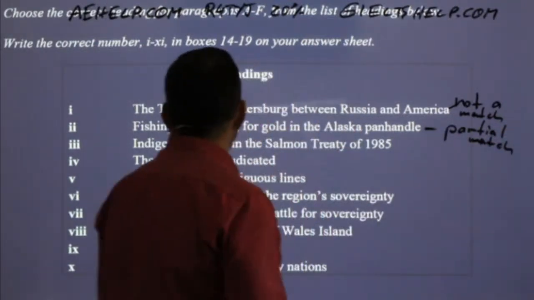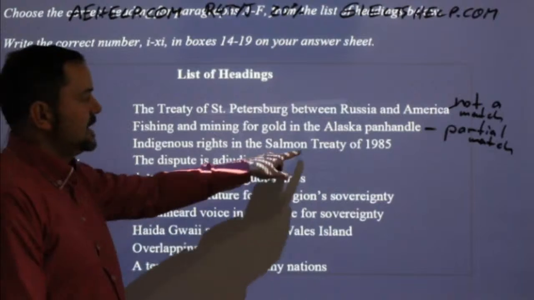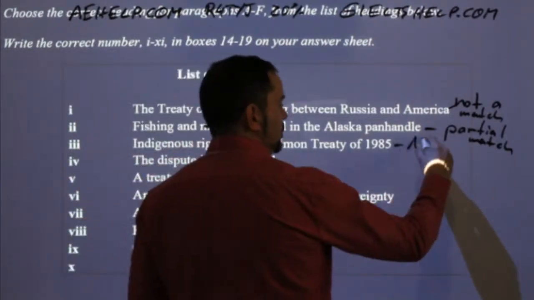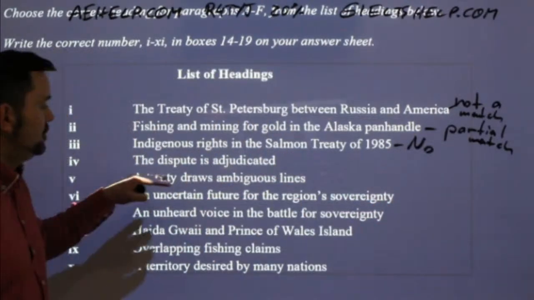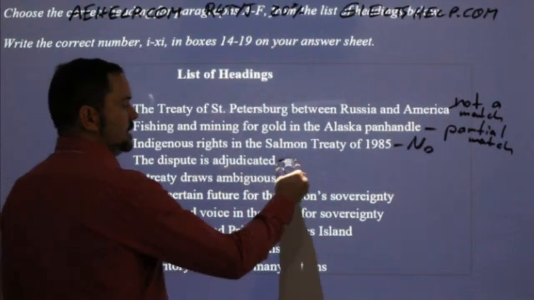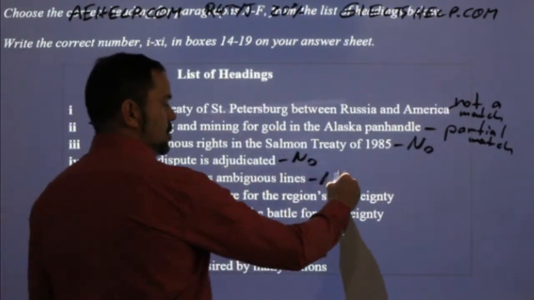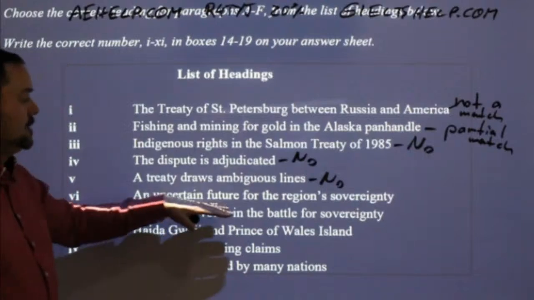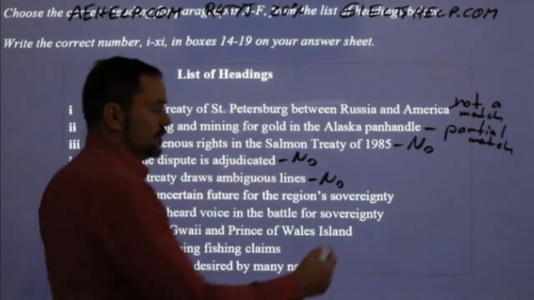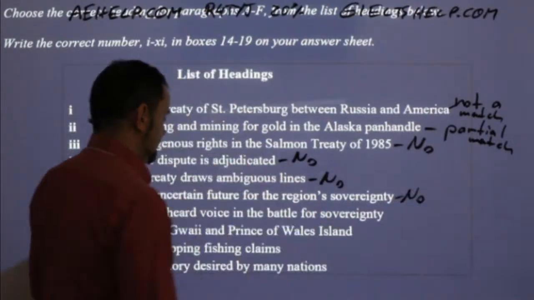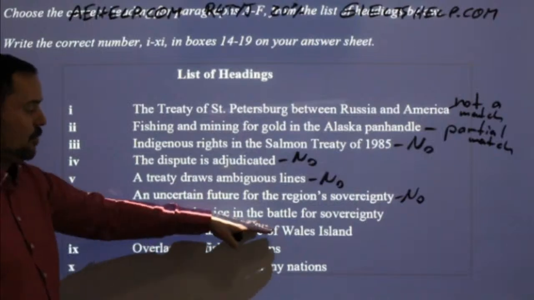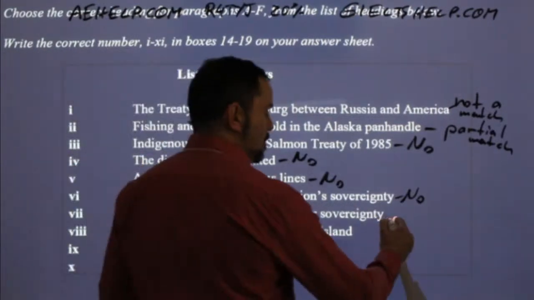Okay. Indigenous rights in the Salmon Treaty, no match. So I'm just going to write no for now. The dispute is adjudicated, no. Wasn't. A treaty draws ambiguous lines, no. An uncertain future for the region's sovereignty, no. I didn't see that. An unheard voice in the battle for sovereignty, partial match.